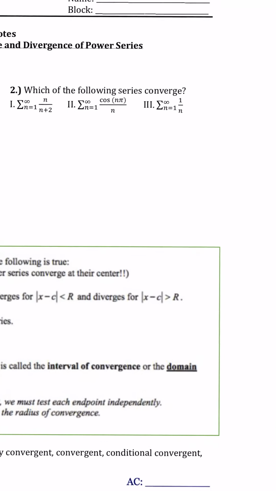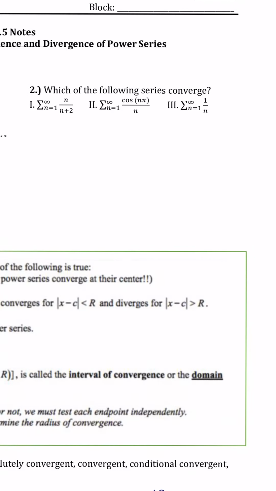Now this problem deals with what we learned in section 9.4. It says, which of the following series will converge? Let's take a look at the first one. I notice in the first one, if I take the limit as n approaches infinity of n over n plus 2, that would be equal to 1. Therefore, this series is going to diverge by the nth term test. Recall the nth term test said, if I take the limit as n approaches infinity of a sub n for the series, and I do not get a 0, that would mean that the series is going to diverge.